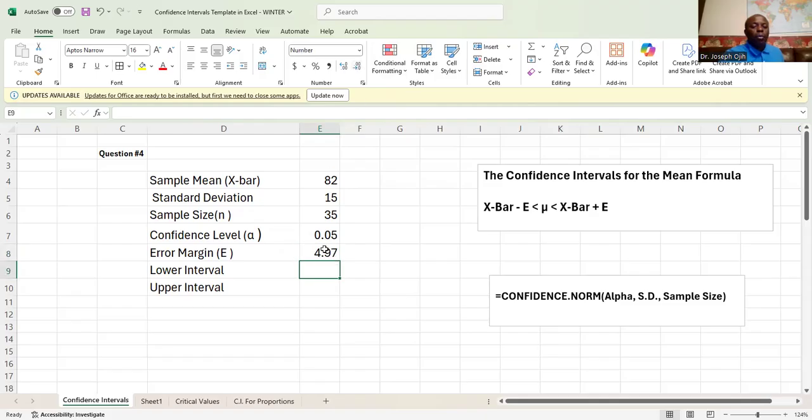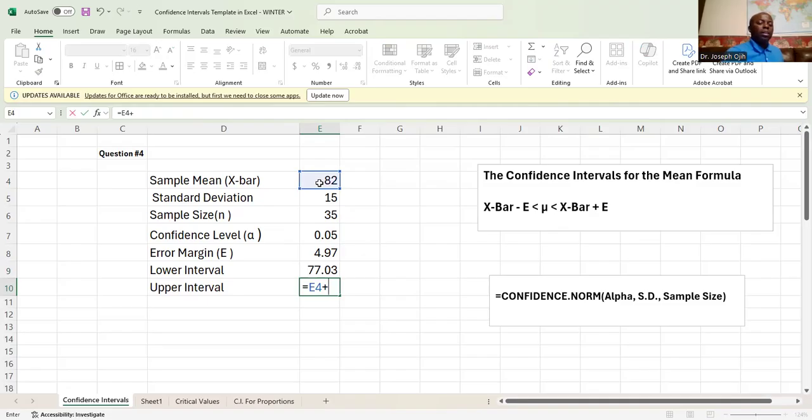Now, once you get this error, for the lower interval, you subtract it, and for the upper interval, you add it. So lower interval equals 82 minus the error, x bar minus error. This is the mean you're trying to estimate. The upper interval equals x bar, which is 82, plus error.